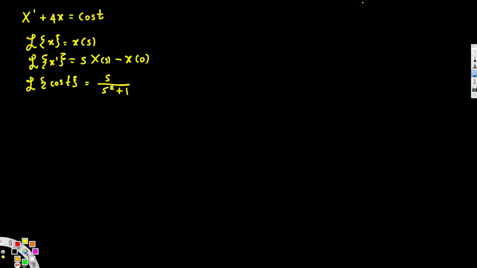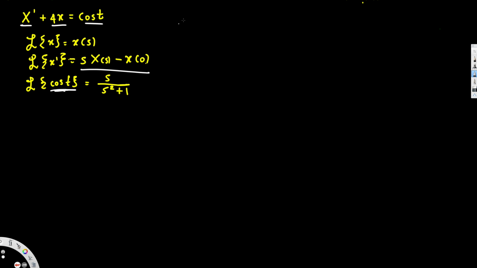By this time, I hope you already learned the table. If you don't know how to transform cos t, you can look at the table. Here we have cos bt, b is 1, so this is 1 right here, and that's why cos t turns into s over s squared plus 1. Now we have x prime plus 4x equals cos t, so we are going to write this equation in terms of this Laplace transform. x prime is equal to this whole thing.